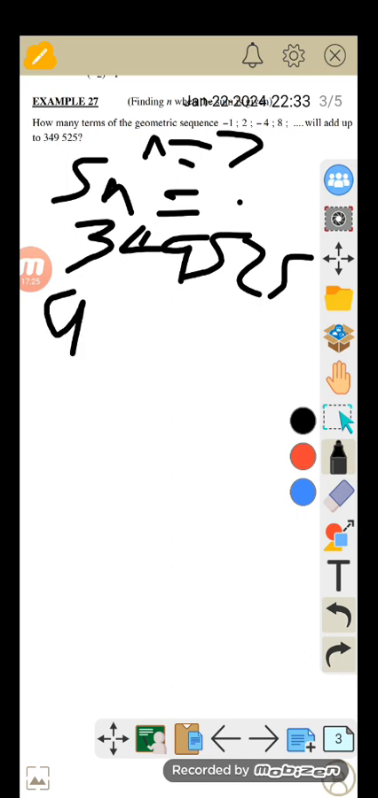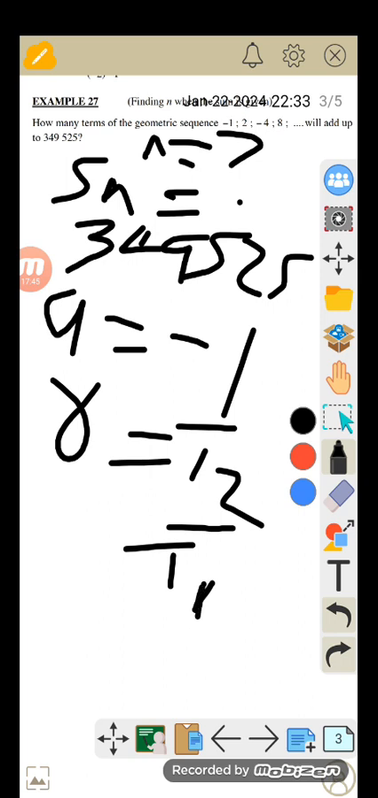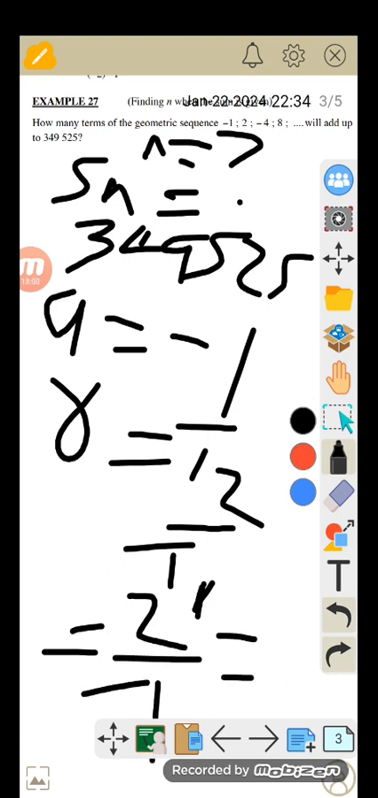Remember, our a is our first term, right? Our first term is -1. And our r, which is the common ratio, is T2 over T1, or you can just say T3 over T2. You are going to get the same answer, right? My T2, the second term, is 2, and my T1, the first term, is -1. So I'm going to get my r as -2.